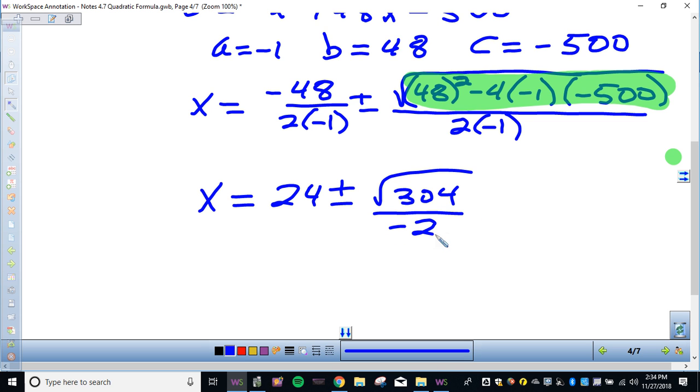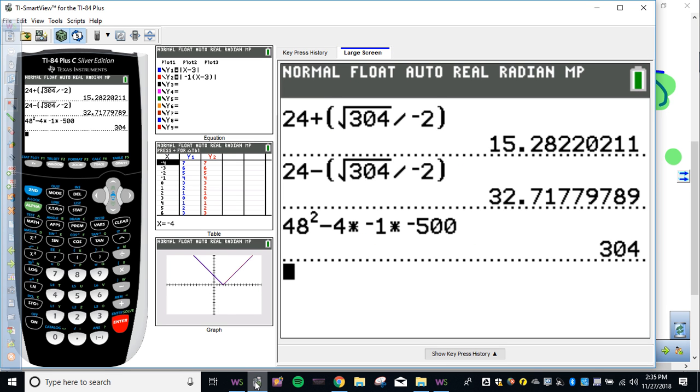So when you put this in your calculator, really important, you have to use parentheses like that. Put that whole second fraction in parentheses. If I just do 24 plus square root of 304 divided by negative 2, then I'm dividing by negative 2 twice. I already divided by negative 2 on the 24. So when you plug it in your calculator, it should look like the top two here, right?